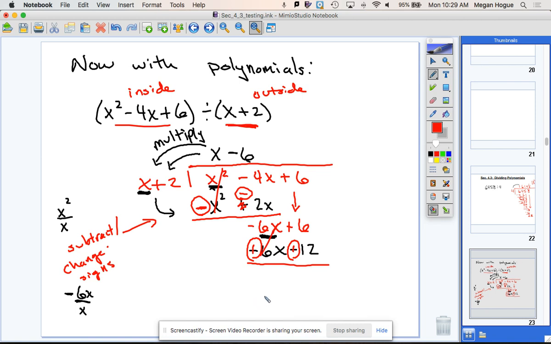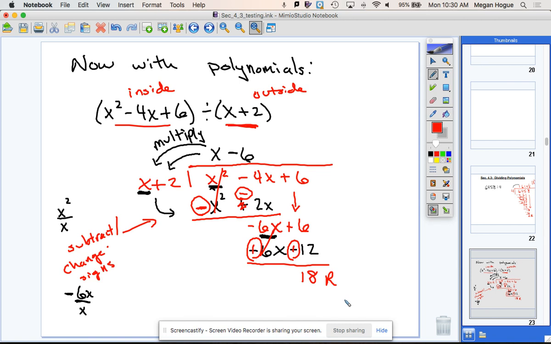The negative 6x cancel out. 6 and 12, that gives me 18. Anything else to bring down? No. So what do you think this 18 is? The remainder. That's our remainder. 18 over x plus 2.